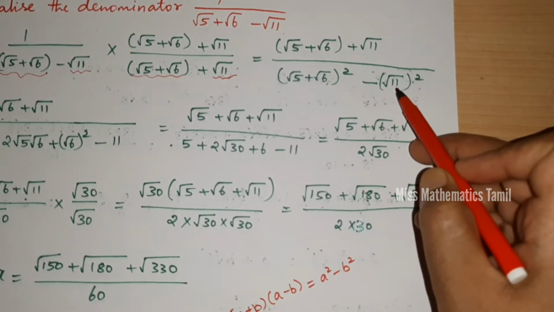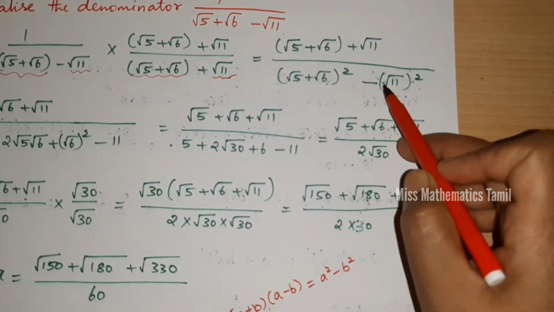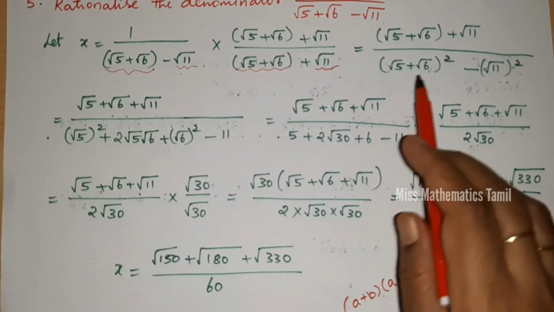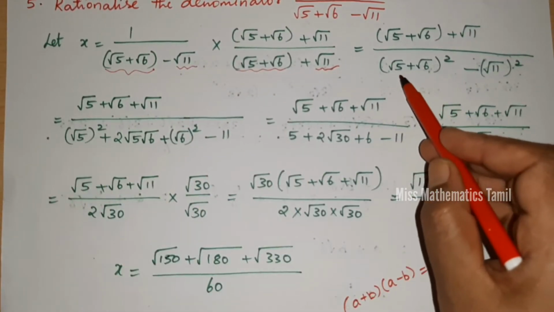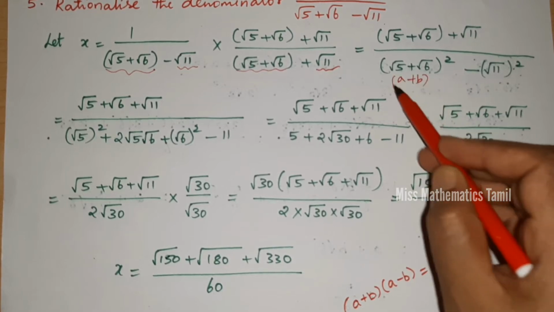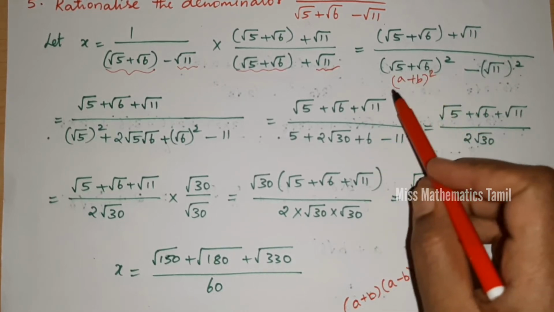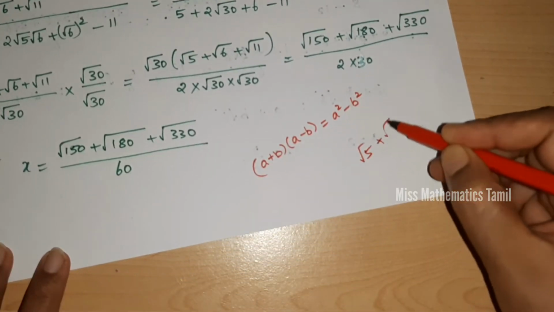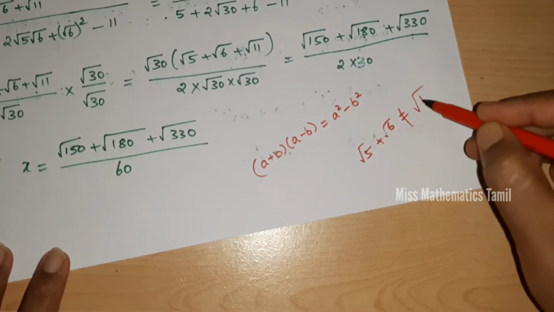Root 11 itself. So root 11 the whole square. Okay, what is the next step? Here again you can see the (a plus b) the whole square formula. Okay, so we can't club these two. Root 5 plus root 6 is not equal to root 11.